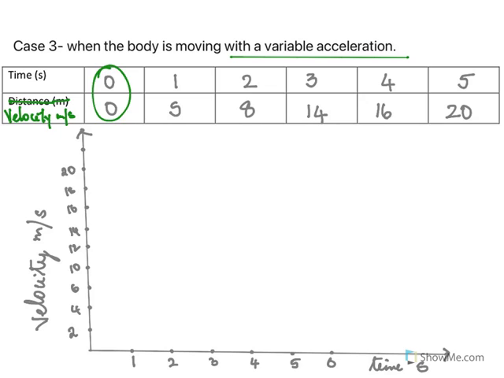So the first point is 0 time, 0 velocity. So the point would be somewhere here. Then we have time 1 and velocity 5, so here is time 1, and velocity 5 would be somewhere here. Next, time 2, velocity 8. Next, time 3, velocity 14. So 14 is here.